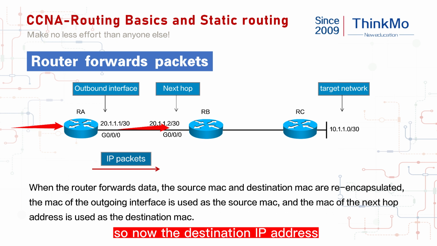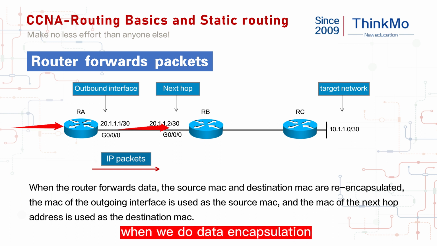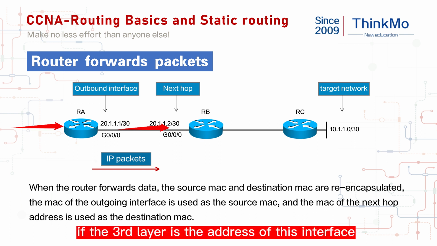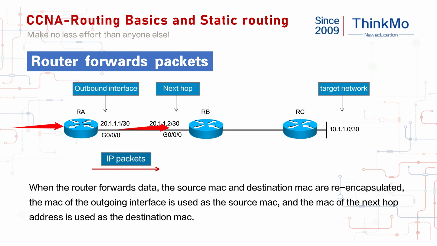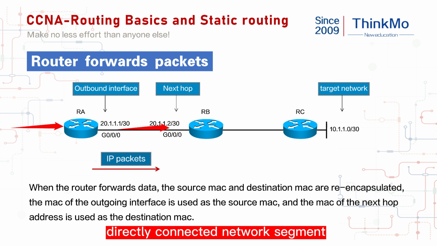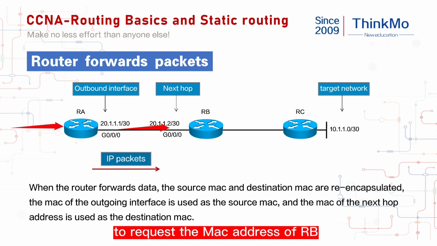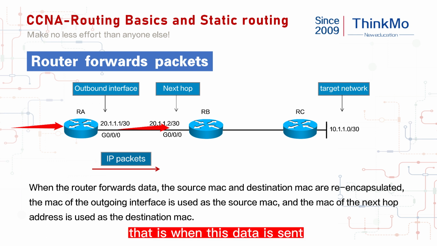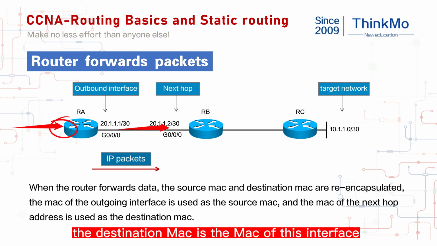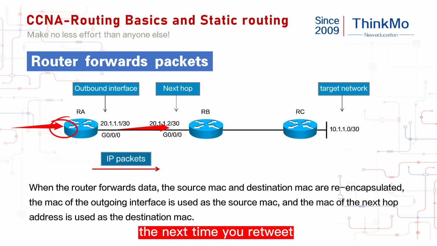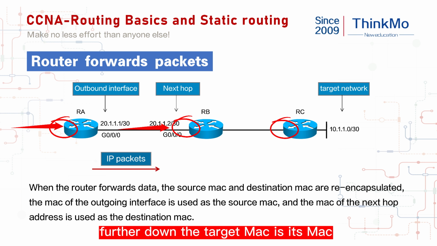So now the destination IP address is the address of the left interface of RB. When we do data encapsulation, the third layer is the address of this interface, and both are a directly connected network segment, from RA to RB. It makes an ARP request to request the MAC address of RB. That is, when this data is sent, the destination MAC is the MAC of this interface. The next time you retransmit, the destination MAC is its MAC. Further down, the destination MAC is its MAC. This is the destination MAC.